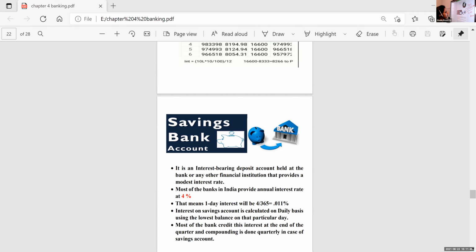So what is the lowest balance available on that day? Here the lowest balance was 9,000 in the morning. So that will be considered for interest calculation. On that particular day, what was the lowest balance in the account? It is upon that amount the interest will be given to us.